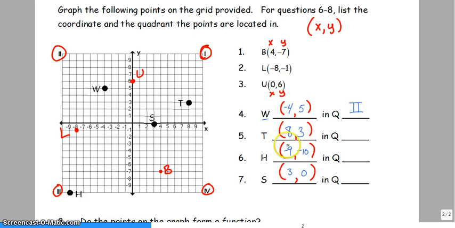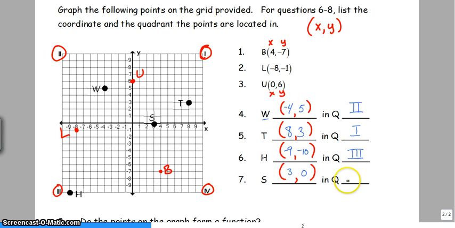And there we go. The point T is at 8 in your x, 3 in your y. H is -9 in your x, -10 in your y, and S is 3 in your x but 0 in your y because it's right on the x-axis. Our quadrants, point T is in the top right, that's quadrant 1. Point H is in the bottom left, that's quadrant 3.